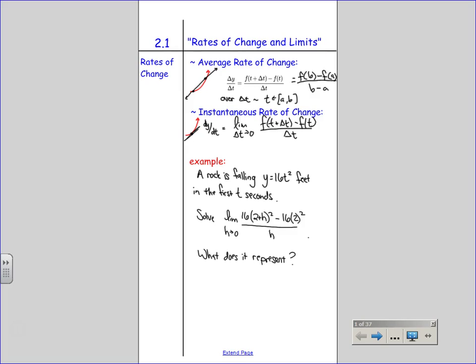So down below, very similar to up above. The limit as h approaches 0 of 16 times (2 plus h) squared minus 16 times 2 squared, over h. What does it represent? Let's start there. What's going on if you solve this limit problem? How to solve it? How is it going to solve for you? What's the final solution going to be? What are the units of the final solution going to be?